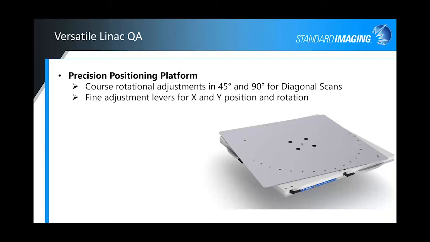Then you'll also see on the edges a couple of black knobs. Those are your fine adjustment positions. We do a fine adjustment in the X and the Y, and also rotational. So once you get that coarse adjustment set up, you can then fine tune the position of the tank to get it centered under the crosshair with the lines and marks that are on the tank itself.